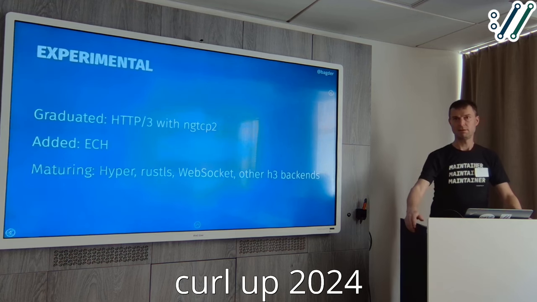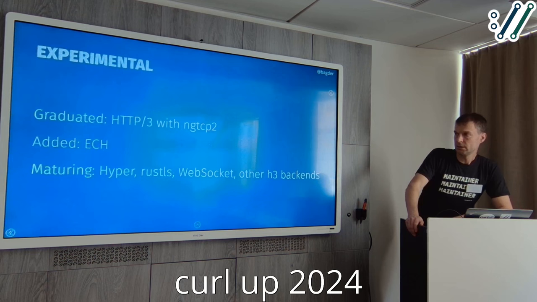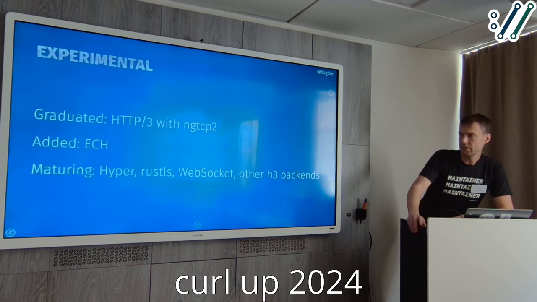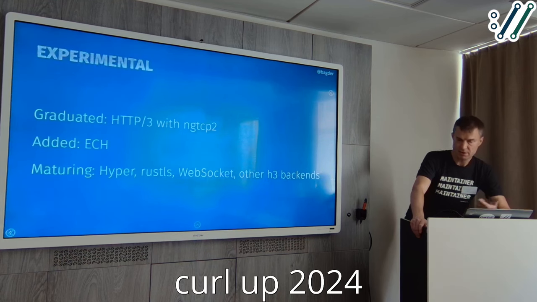Do you have HTTP3 via OpenSSL as a new experiment? Or just under other? That's included in the other. So okay. Since the only H3 that's not experimental is with NGTCP2, there are three experimental backends: OpenSSL, Quiche, and MSH. Exactly, MS Quick.